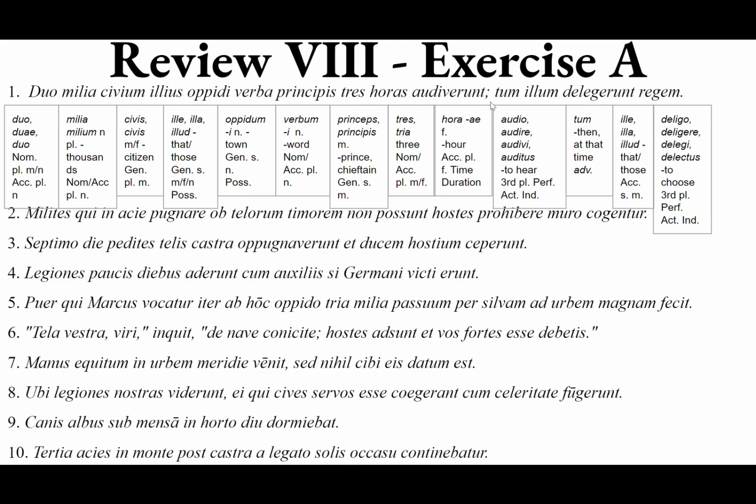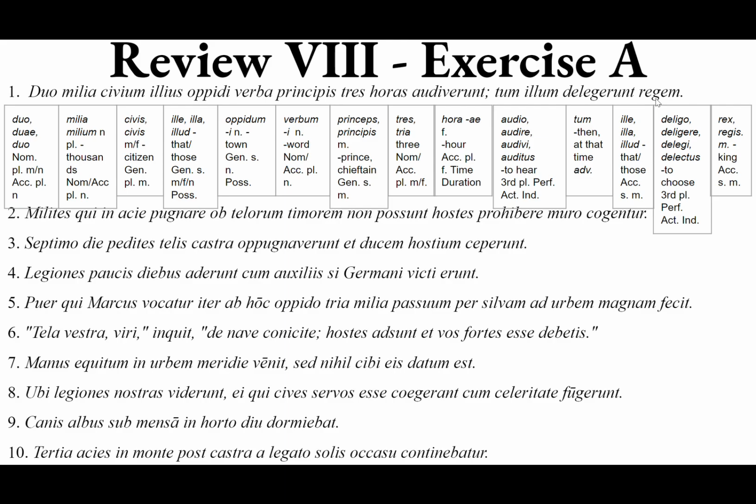Deleg, that's the third principal part, chop off the I, deleg, and then add the third plural perfect, erunt, active indicative, delegerunt, so they chose. The 2,000 citizens, probably the same subject here. Then they, the 2,000 citizens, chose illum, that guy, and then regem, rex regis masculine, king. And regem is the accusative singular masculine.